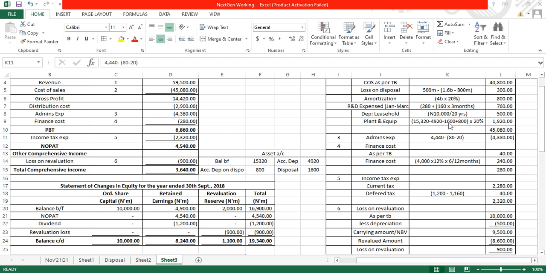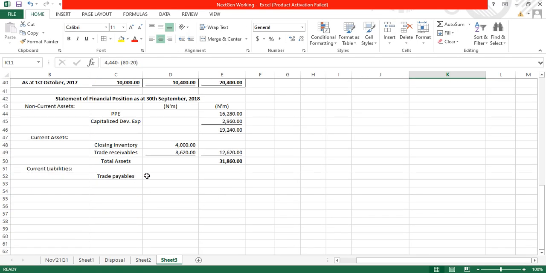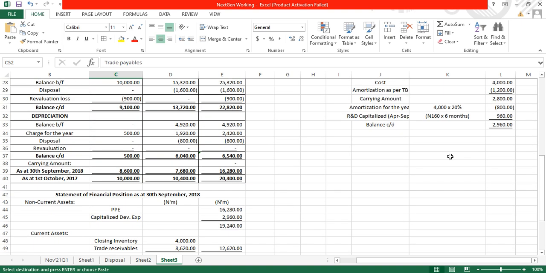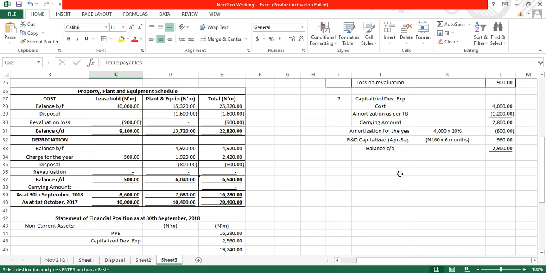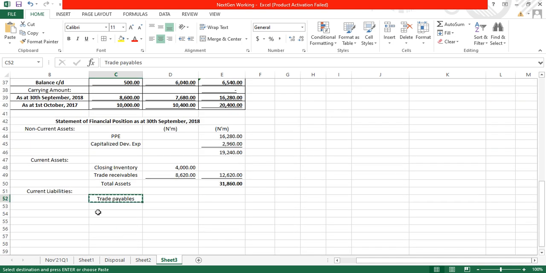So from this liability, from our trade payables, let me do the trade payables account. Where is my note 7? Note 7.